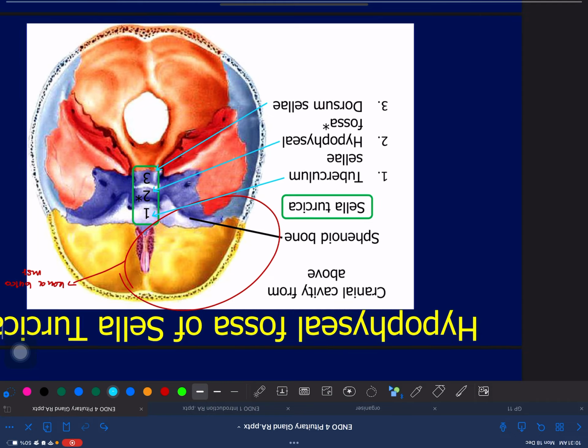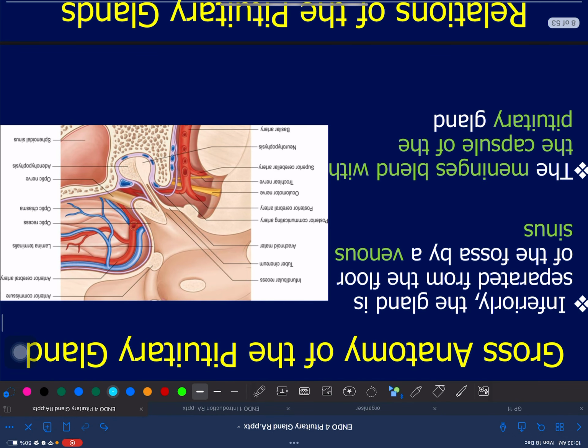So inferiorly, the gland is separated from the floor of the fossa by the venous sinuses. This is the venous sinuses. And the meninges blend with the capsule of the pituitary gland. Do you have the meninges yet? The arachnoid mater. This is the meninges.